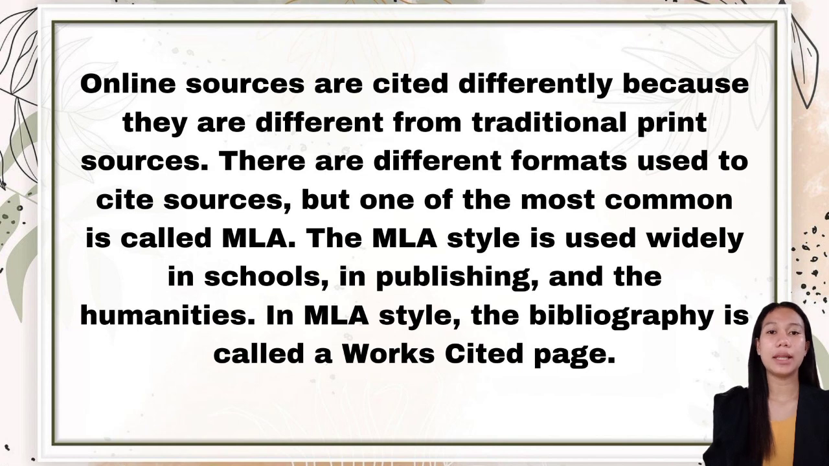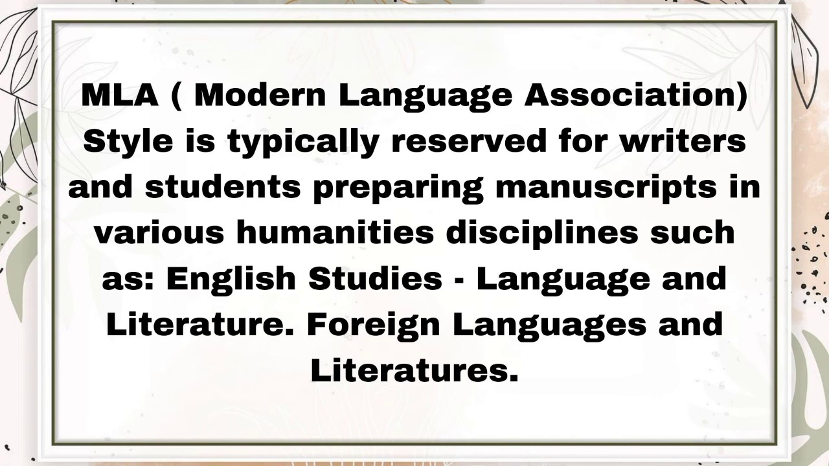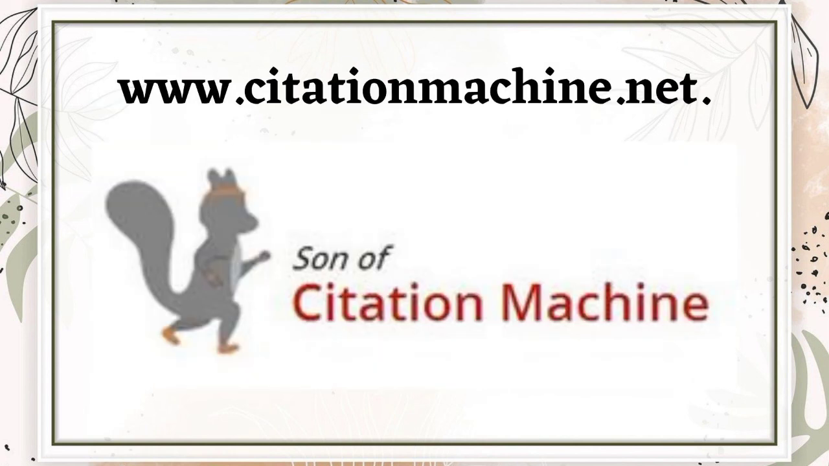In MLA style, the bibliography is called a works cited page. Modern Language Association or MLA style is typically reserved for writers and students preparing manuscripts in various humanities disciplines such as English studies, language, and literature. The easiest way to create a citation for the source you use is to go to www.citationmachine.net. This website will generate your citation for you and you can copy and paste them into your works cited page.